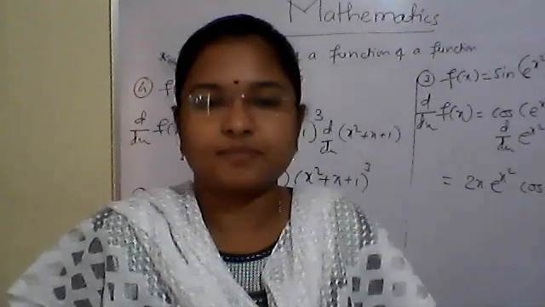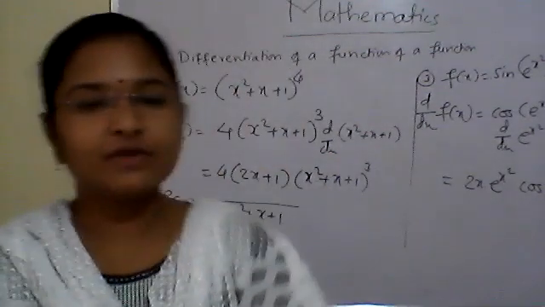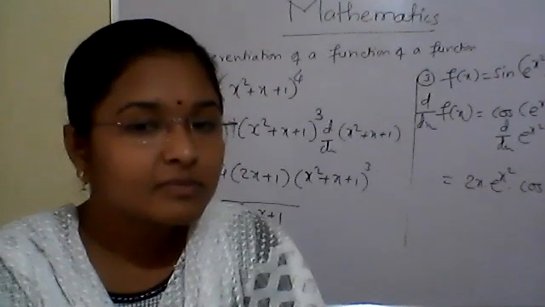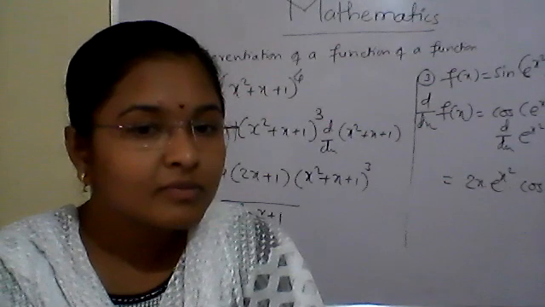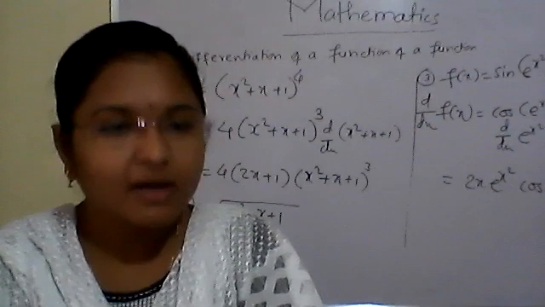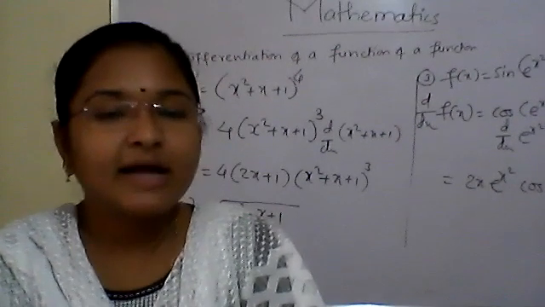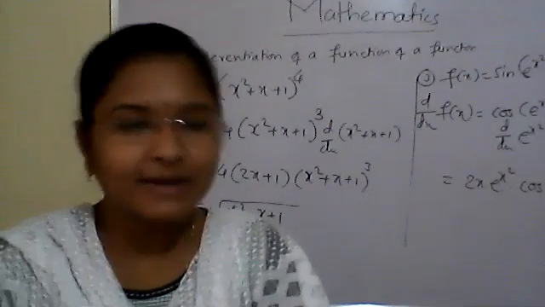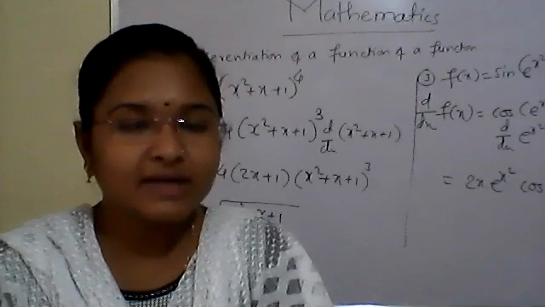Root x. What, ma'am, is the derivative of root x? 1 by 2 root x. Then 1 upon 2 root x square plus x plus 1. Yes, and the derivative of the bracket we have to multiply now: 2x plus 1. Yes, ma'am.